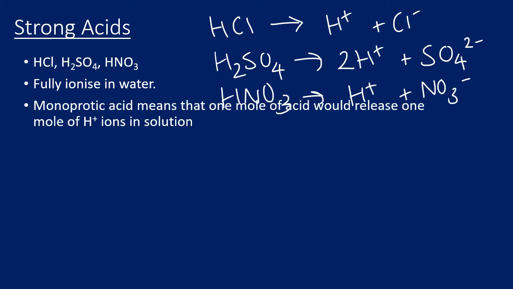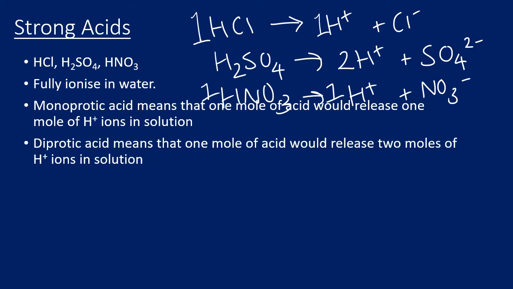So HCl and HNO3 are known as monoprotic because 1 mole of acid releases 1 mole of H plus. Sulfuric acid is classed as a diprotic acid because 1 mole of acid releases 2 moles of H plus. So it's a 1:2 ratio. You need to be aware of that. You need to be careful when we do calculations shortly about that molar ratio. So 1 mole of diprotic acid releases 2 moles of H plus.